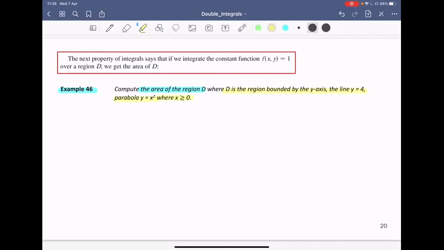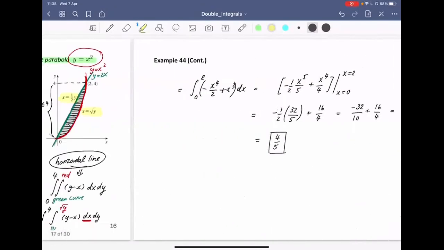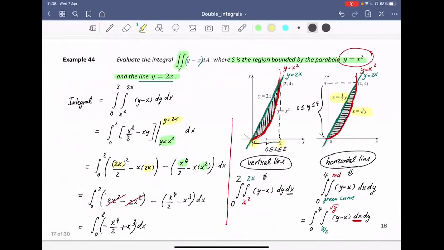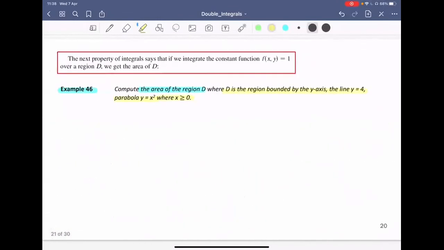First of all, for sure, you need to draw the region D. So for the previous two questions, I already gave you a picture. So this is easy for you because you have the picture already. But for 46, this is the one where you need to draw a picture by yourself.